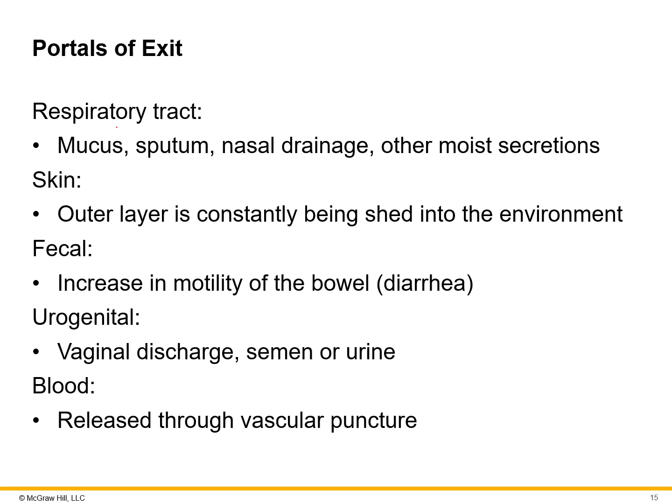Through the respiratory tract, again, mucus, sputum, drainage. The skin, again, that sloughing off of that outer layer constantly sheds microbes. Through the feces, so increased motility, diarrhea commonly occurs. Urogenital, so vaginal discharge, like with a yeast infection, or it can be removed through the semen or urine. And then also through the blood, so through a puncture, releasing those microbes.